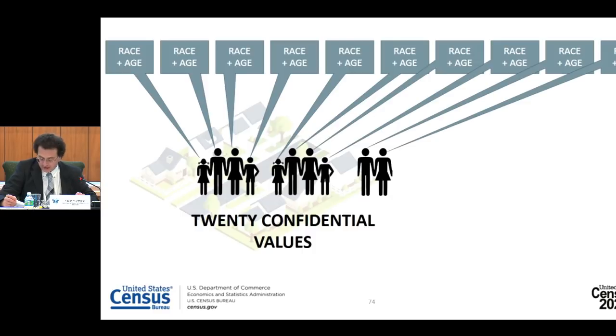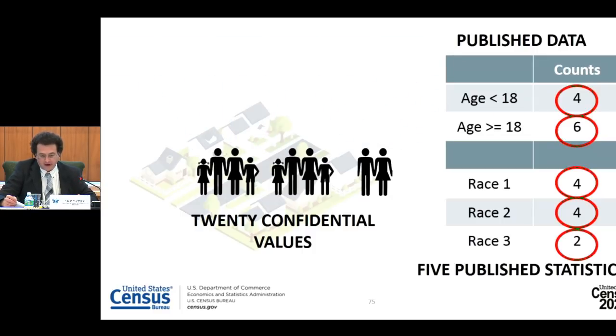Now let's look back at the published data. The published data contains 5 statistics. It turns out that with 10 people, there are 1,024 possible combinations of each person being under 18 or over 18. And 210 of those combinations have 4 people under 18 and 6 people over. Likewise, there are 59,049 possible combinations of 3 exclusive races, and 3,150 have 4 people of race 1, 4 people of race 2, and 2 people of race 3.